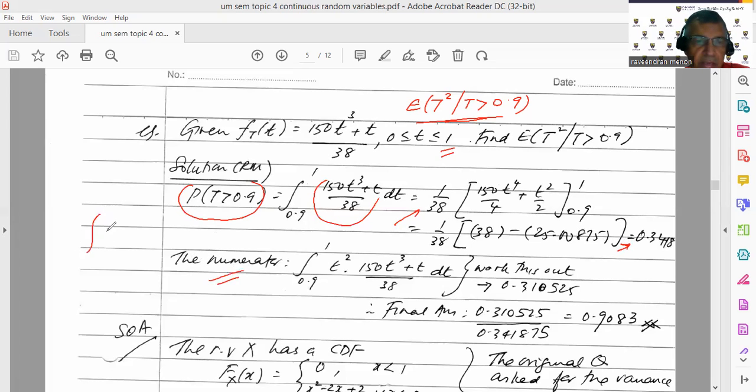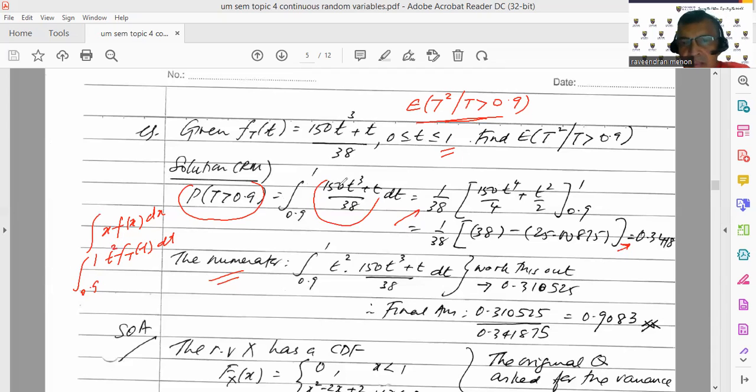Now we have to work out the numerator. So that'll be x f(x), remember this? This is the generic formula for expectation. So of course here it'll be t f of t dt, going from 0.9 to 1. Let me backtrack. This is not the expectation of t. Sorry, my mistake, let me adjust. It's the expectation of t squared. So this should be t squared.